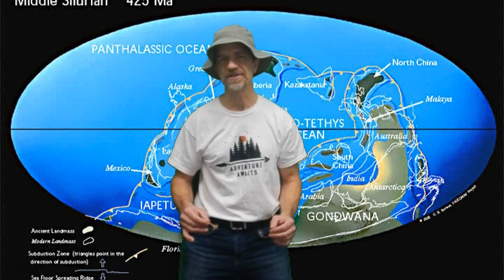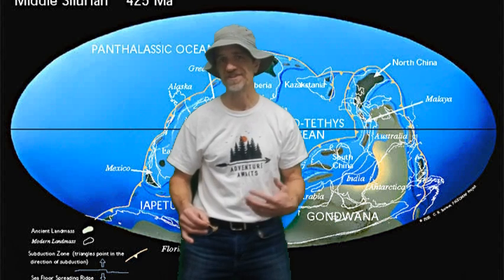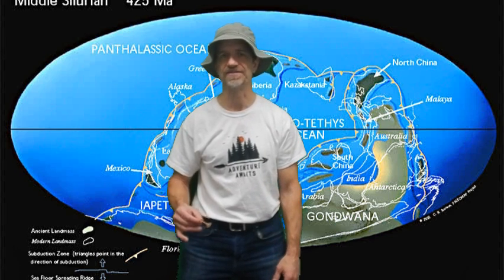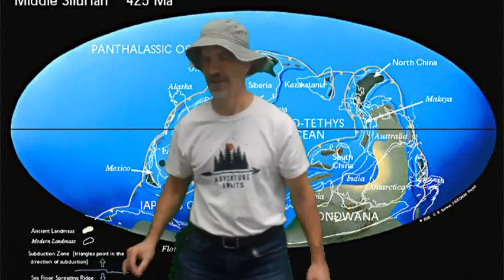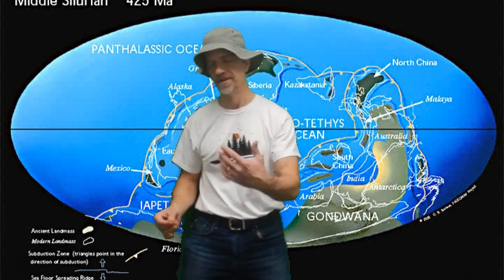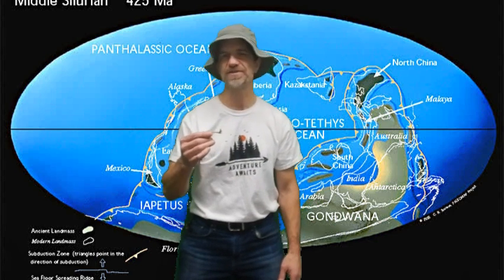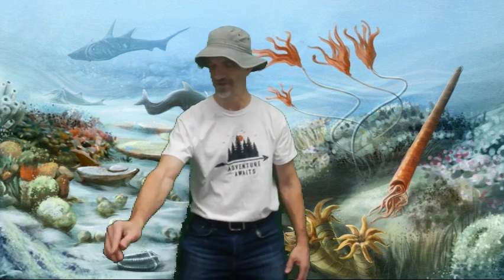Also, during the Silurian, the first land animals show up in the fossil record. Some of the first ones were, oh, that's nasty, primitive scorpions. So the first organisms, the first animals on land were the arthropods, those with jointed appendages.